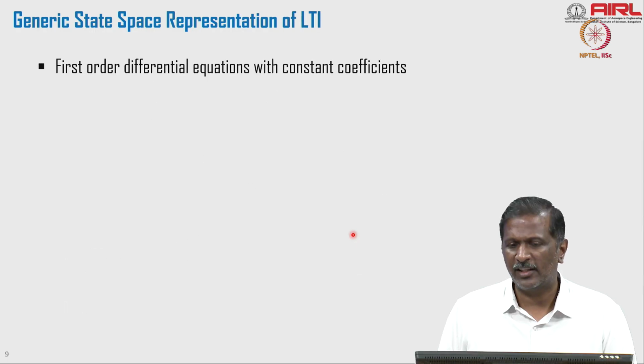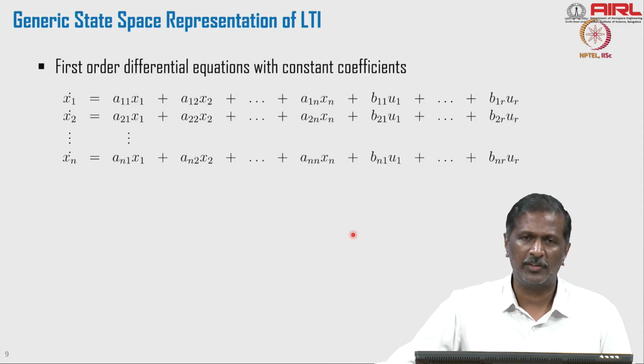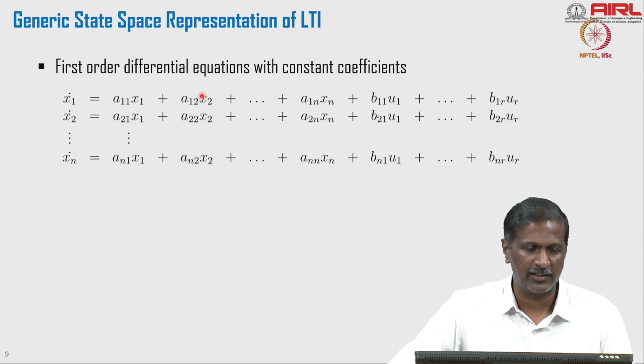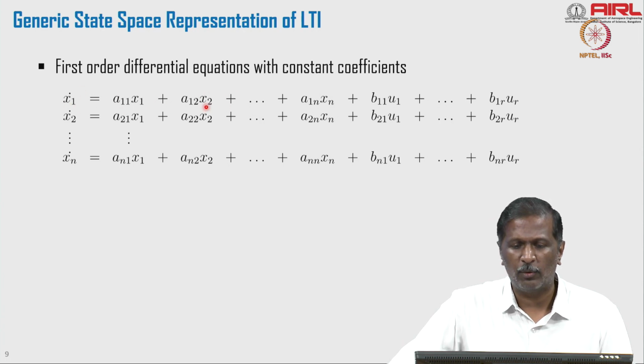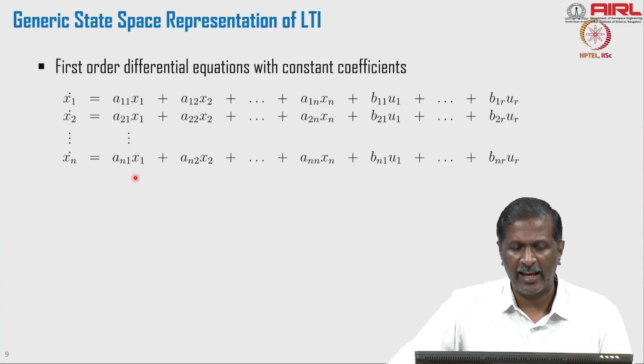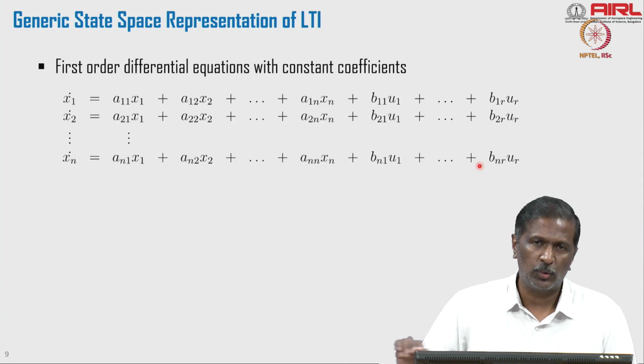So, let us look at first order differential equations with constant coefficients. Instead of nonlinear, I am going into a linear time invariant system. So, x1 dot is a11 x1 plus a12 x2 up to a1n xn. It depends linearly on all n states and also linearly on the inputs, b11 to b1r. Similarly, xn dot will have an1 x1, an2 x2, ann xn, plus bn1 u1 up to bnr ur.